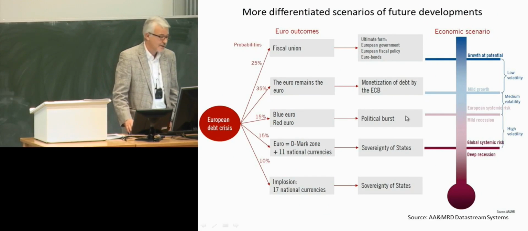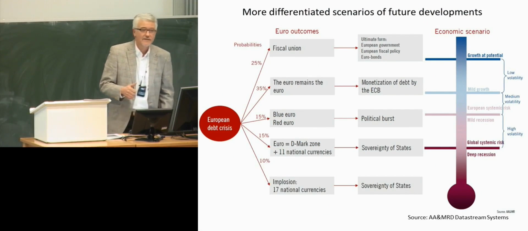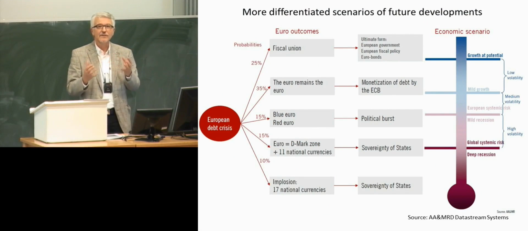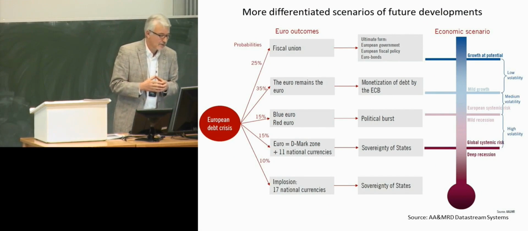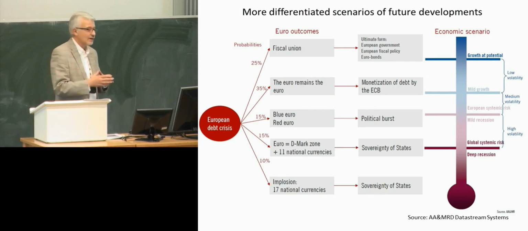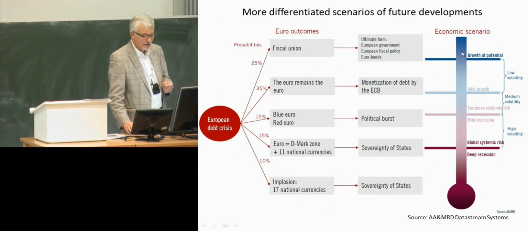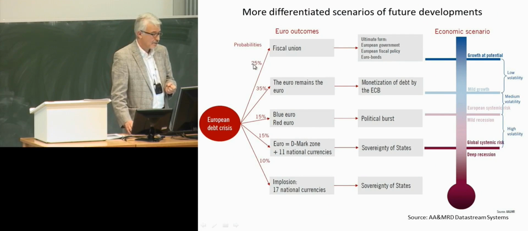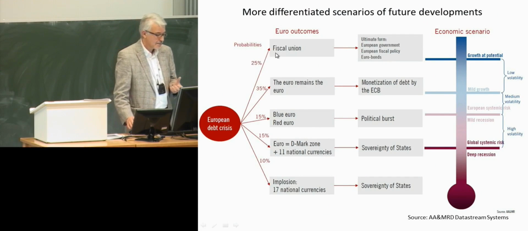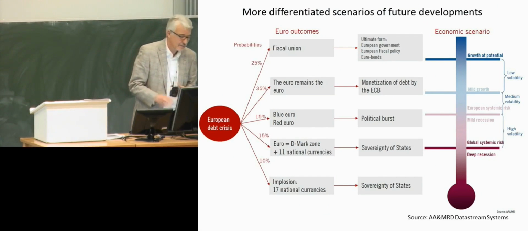The one possibility is fiscal union. That means European government, European fiscal policy, Eurobonds. That means the European financial system gets united. And we would also get the transfer union then, so that the northern countries transfer money to the south in order to stabilize them. This, economists say, bears a growth potential in it, and the probability that this will happen would be, economists again say, 25%.